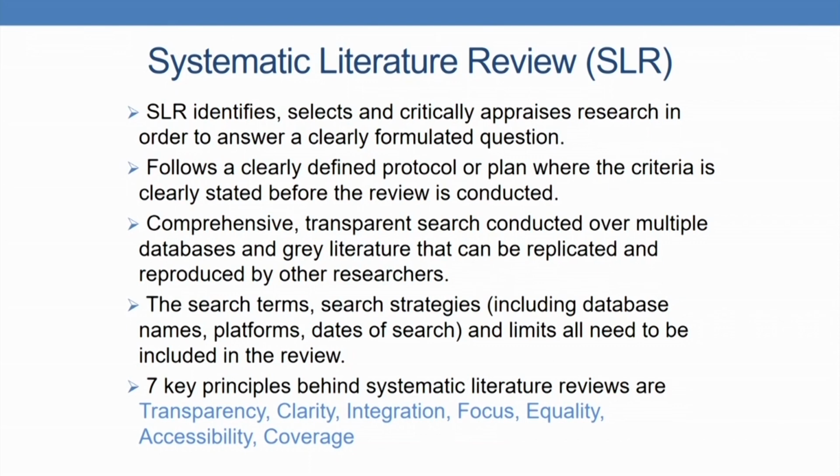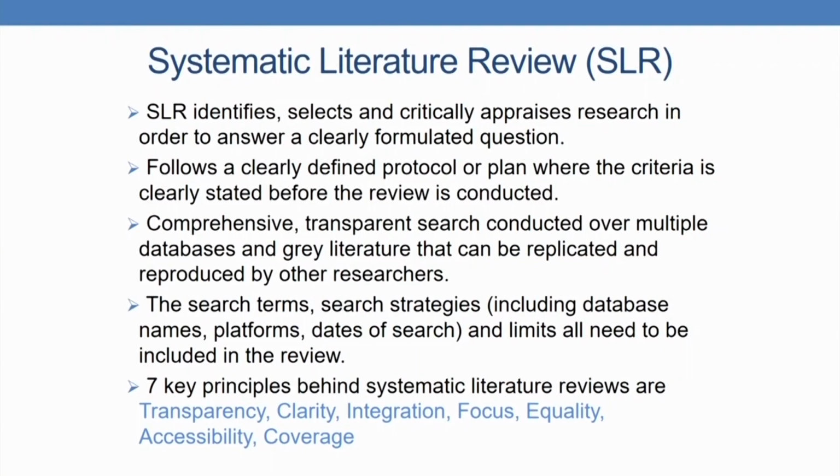It follows a clearly defined protocol or plan where the criteria are clearly stated before the review is conducted. We enter into a comprehensive, transparent search conducted over multiple databases and grey literature that can be replicated and reproduced by other researchers, and the search terms and search strategies, including database names, platforms, dates of search and limits, all of these need to be included in the review, which makes systematic review of literature very robust in comparison to the narrative or traditional review of literature.